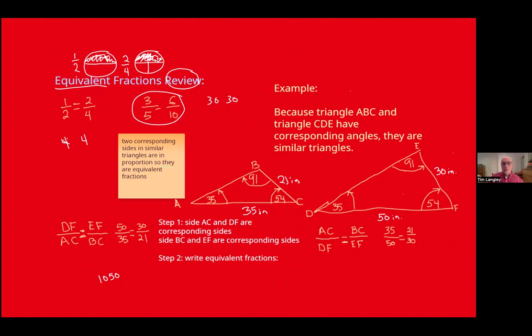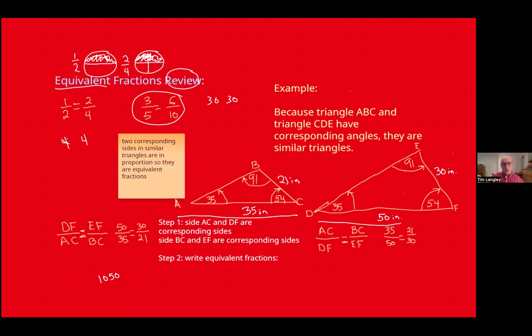So we can create equivalent fractions. Step one here, I'm at the bottom. Side AC and DF are corresponding sides. What I want you to look at here is this is side AC. It runs from A all the way to C. That side corresponds with this other side down here, DF. They pair together.